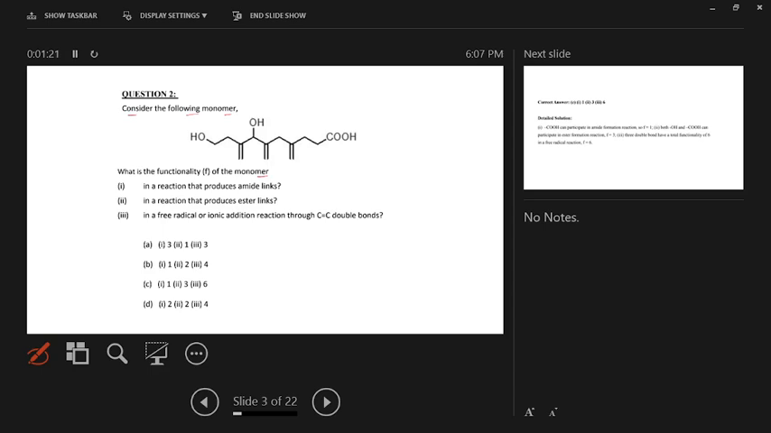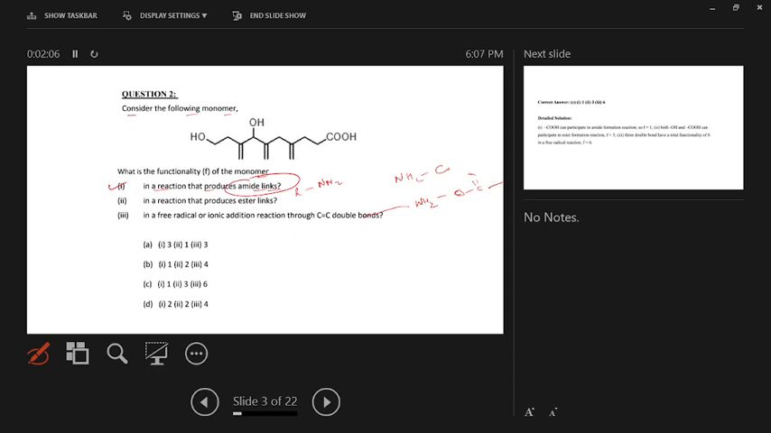The conditions are given here. First, in a reaction that produces an amide link. If the reaction produces an amide link, it will react with an amine, so NH2. Then it will be an amide bond. So what the question is asking is, what is the functionality of the monomer if it reacts to form an amide link? Amide link means NH2, you can write simply.